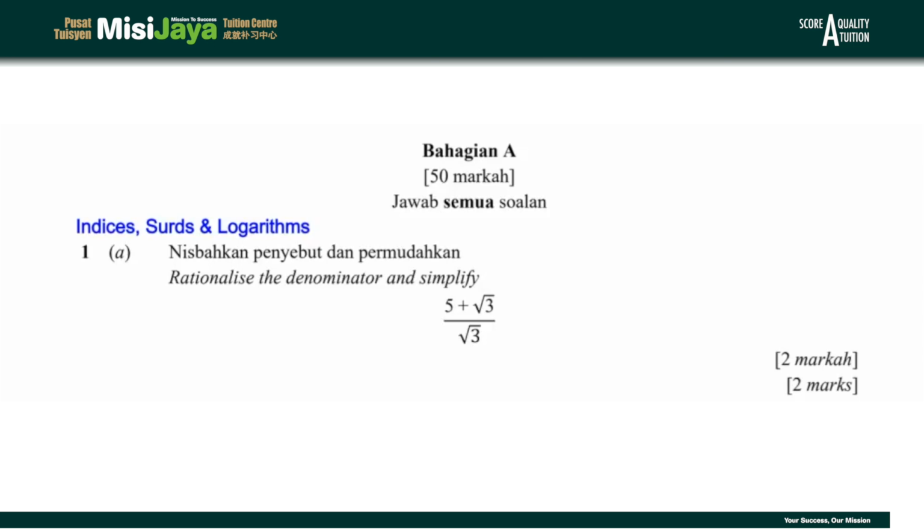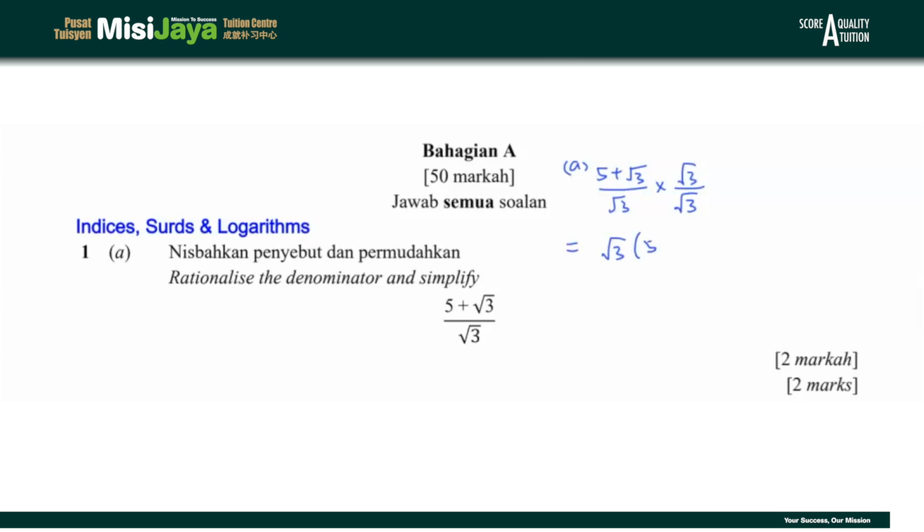So for this question, this is on surds. So for surds, right, they don't want the denominator to have square root sign. So what we're going to do to get rid of the square root sign at the denominator? Okay, so what I'm going to do, I'm going to do it here, okay. So 5 plus √3 over √3. So in order to get rid of the √3 at the bottom, we're going to times √3 and √3. Okay?